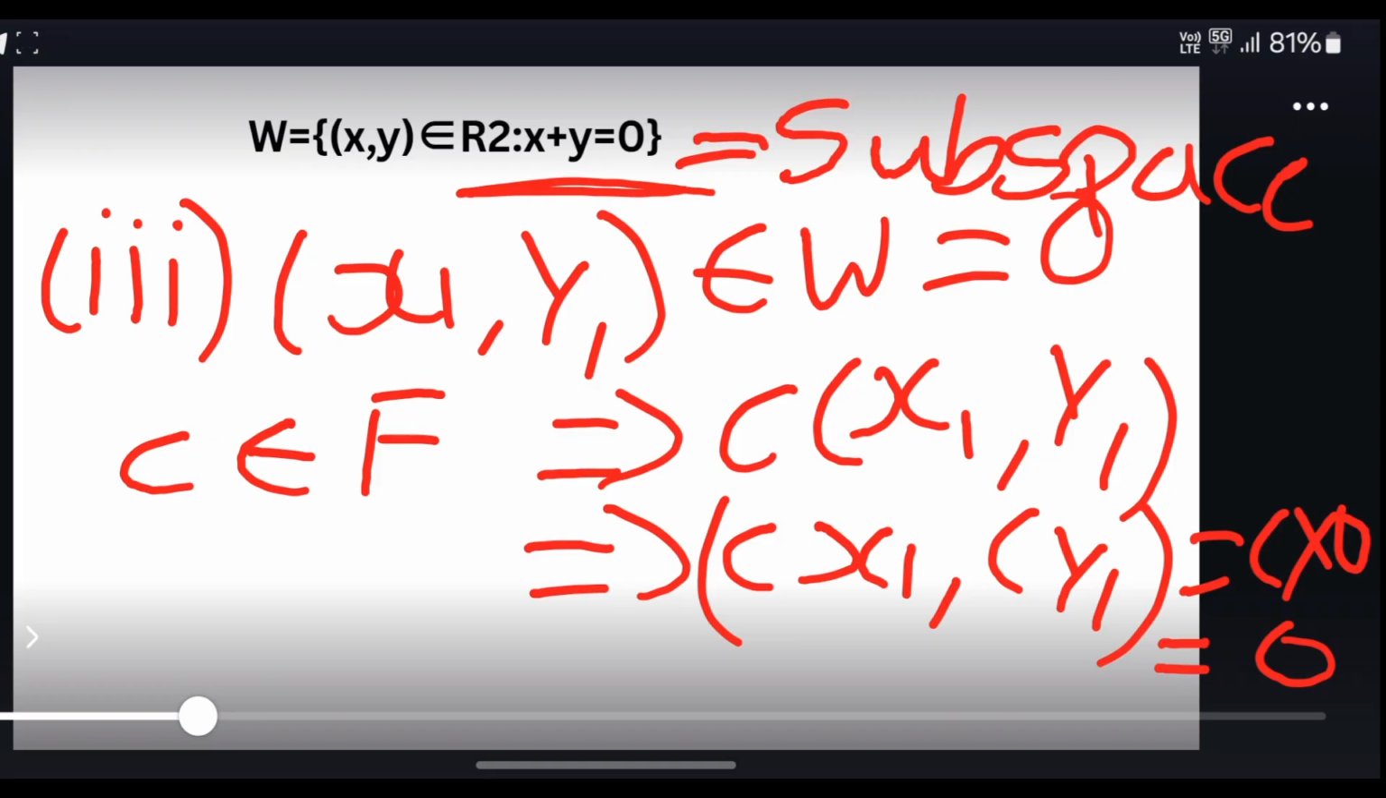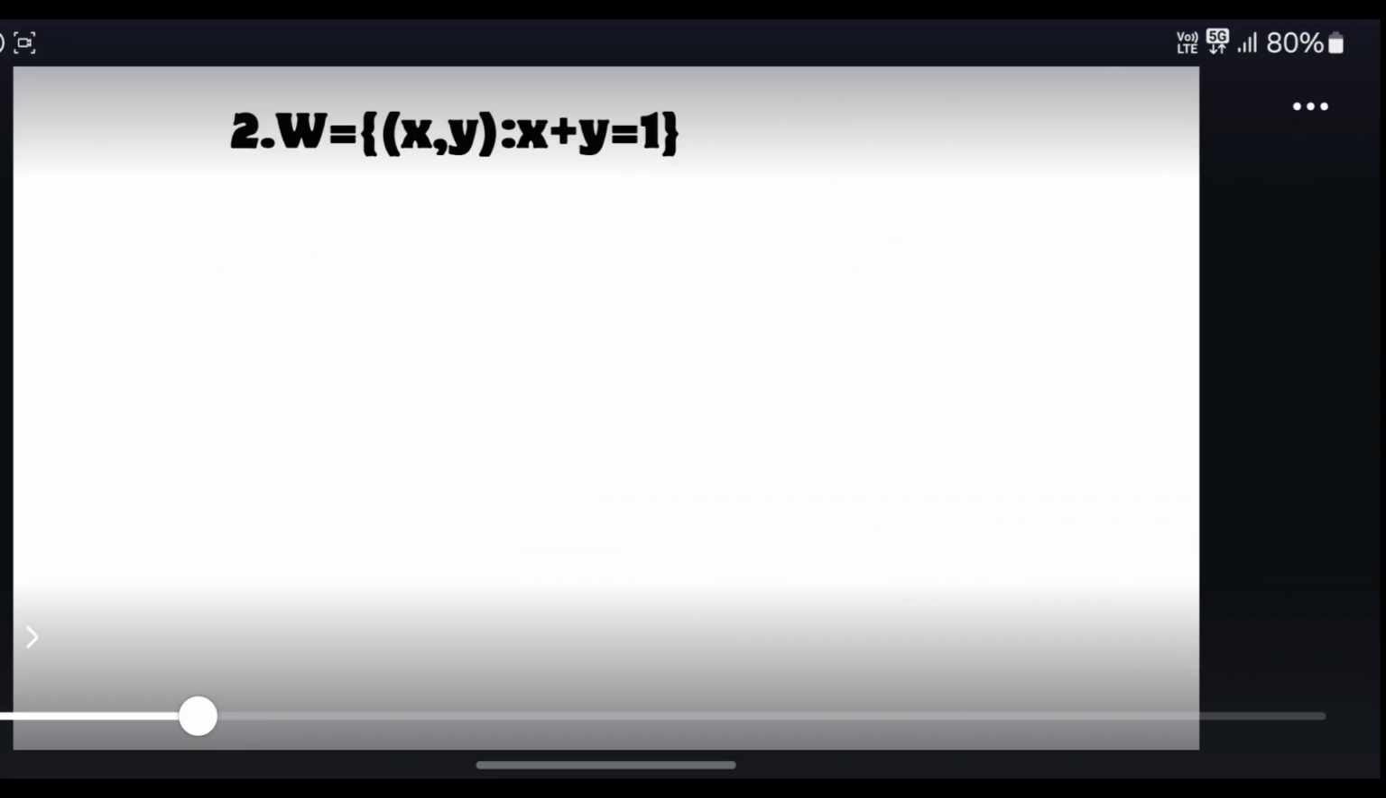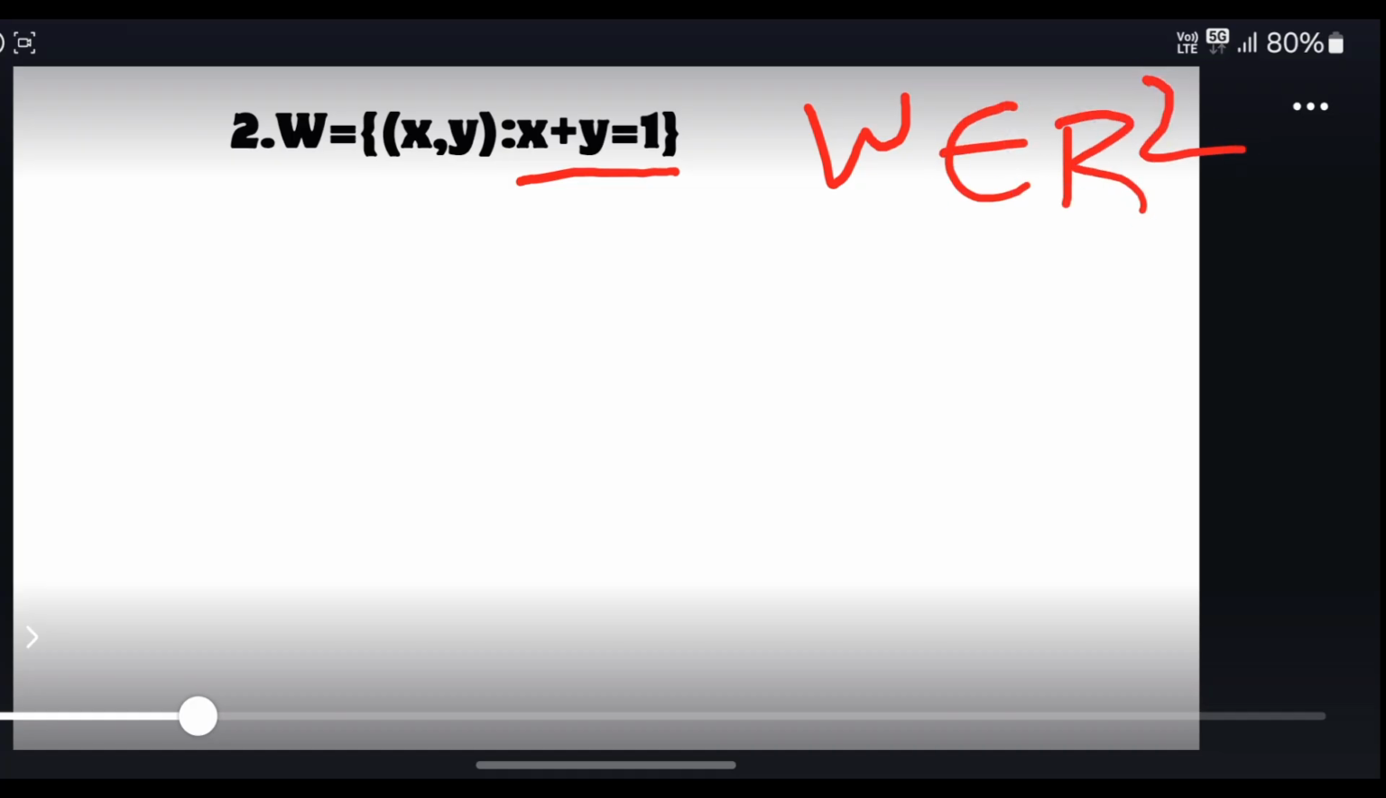Next, go to the second example. Observe the second example: W equal to (x, y) such that x plus y equal to 1. Observe the condition, and this W belongs to R square. We already checked in the first example that R square is a subspace, but the condition is changed. The condition was x plus y equal to 0, here x plus y equal to 1.